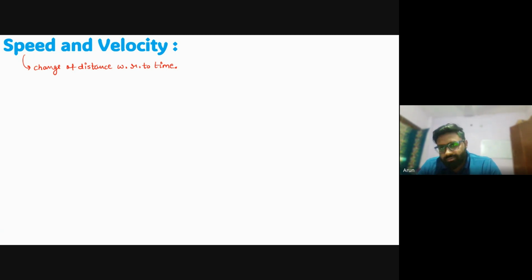So you do not overspeed. Okay. And you must not. Now, what is speed? Speed is change of distance with respect to time, and we denote it with small v. And this is a scalar quantity.